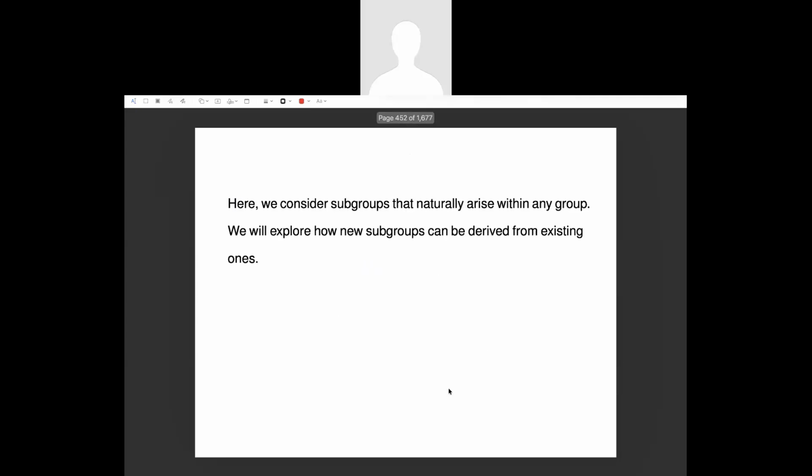Next we discuss some special types of subgroups that have natural places within any group. We will explore how new subgroups can be derived from existing ones.